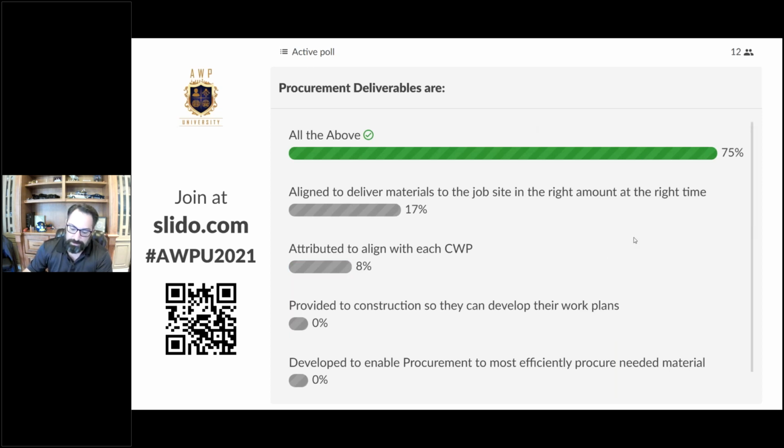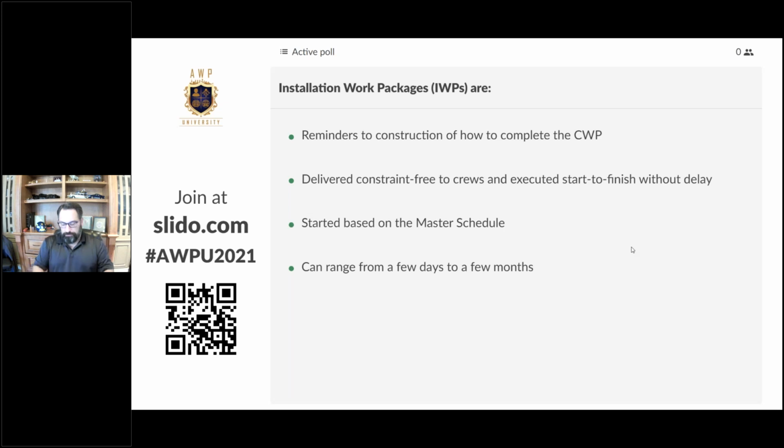Okay, good job, guys. So let's go to the next one. What are installation work packages? Just to make sure that we've covered and that people have grasped it. So installation work packages, are they reminders to construction of how to complete a CWP?